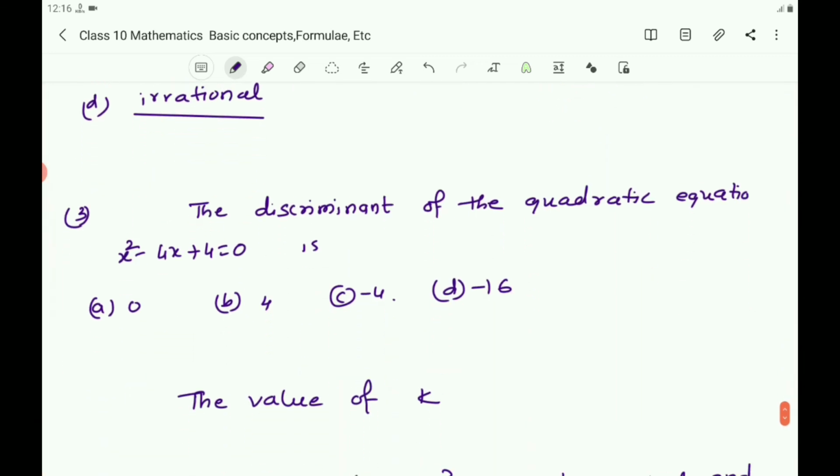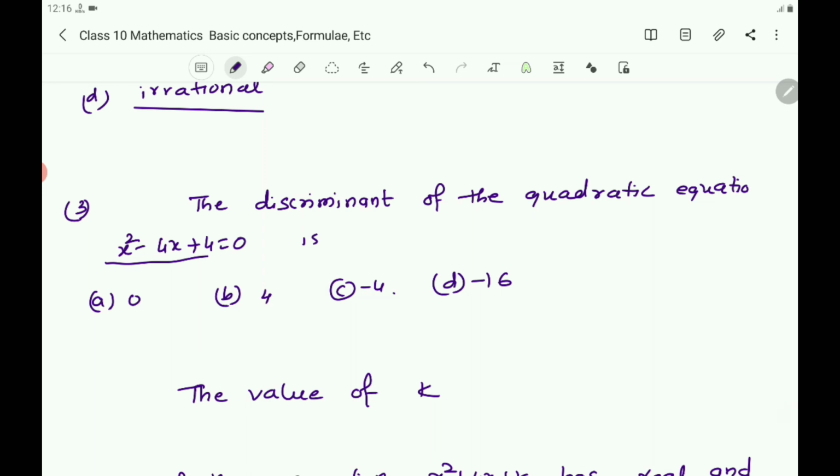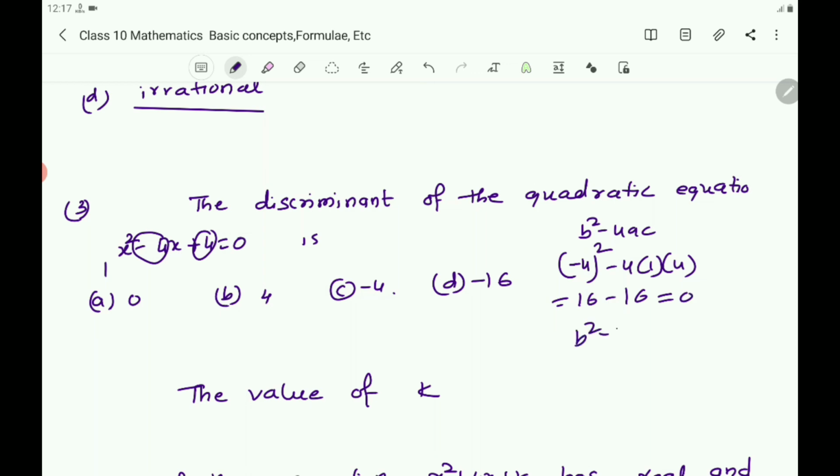Next you take the third question. The discriminant of the quadratic equation x square minus 4x plus 4 is, that is a direct question. Here you find b square minus 4ac, where a is 1, b is minus 4 and c is 4. So minus 4 whole square minus 4 into 1 into 4. Then 16 minus 16 you will get, that is equal to 0. So what is the answer here? Option A, that is 0, is the answer.